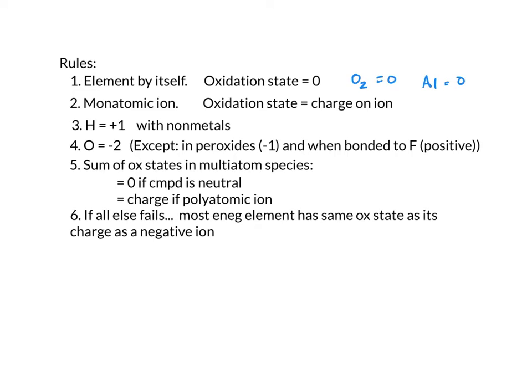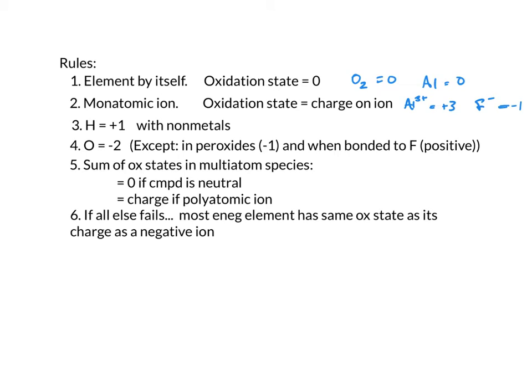If I have an ion with a charge, like a monatomic ion, for example the aluminum ion with a 3+ charge, its oxidation state is going to be equal to the charge on the ion. So aluminum with a 3+ charge has an oxidation state of +3. If I have F with a -1 charge, fluorine with a -1 charge, its oxidation state is -1.